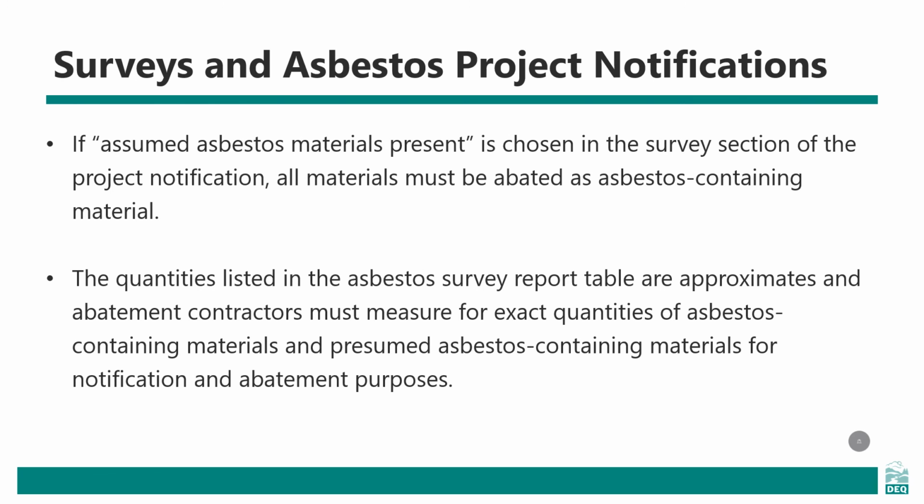If assumed asbestos materials present is chosen in the survey section of the project notification, all materials impacted during the project must be abated as asbestos-containing material. The quantities listed in linear or square feet in the ACM table of the asbestos survey report are approximates. Abatement contractors must measure for exact quantities of asbestos-containing material for notification and abatement purposes.